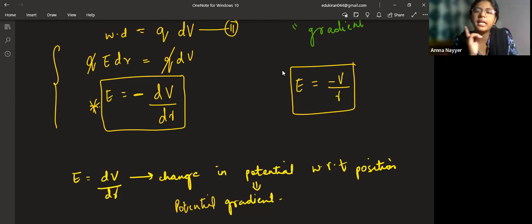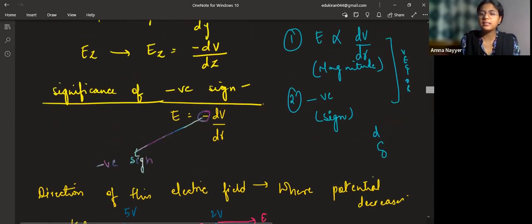But we have a negative sign in our formula when we write E is equal to minus dV over dr, or even when we write E is equal to minus V by r. What is the significance of that negative sign? Basically, that negative sign says that the electric field decreases in the direction where potential increases. Fine, that's why we have a negative sign. So these were the two important results which we had seen.